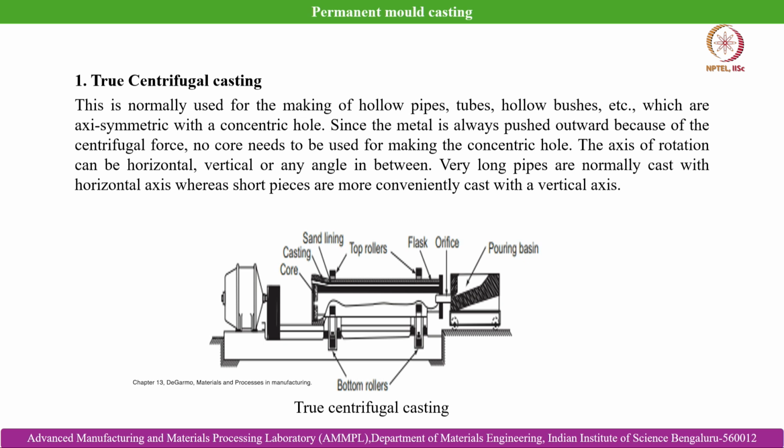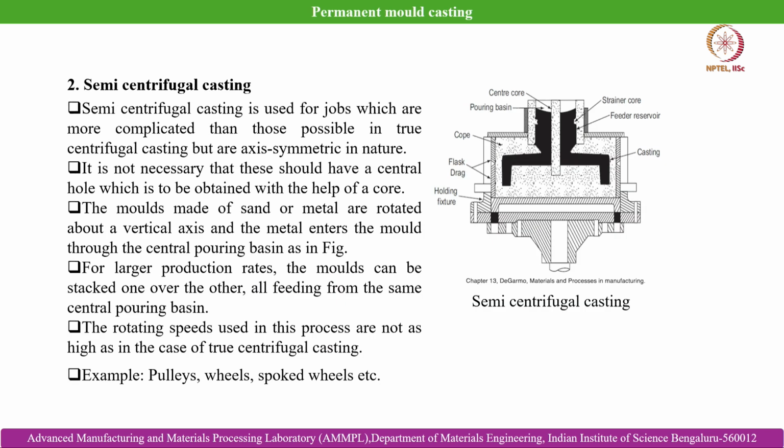So, very long pipes can normally be cast with a horizontal axis, whereas short pieces are more conveniently cast with a vertical axis. Okay. And then we will discuss semi centrifugal casting. How it differs from true centrifugal casting is that semi centrifugal casting is used for jobs which are more complicated than those possible in true centrifugal casting, but are axisymmetric in nature.